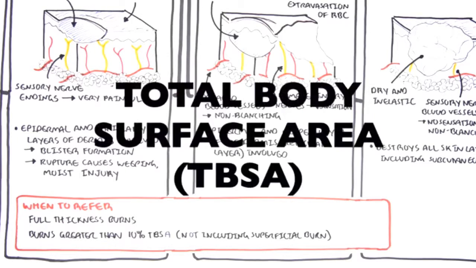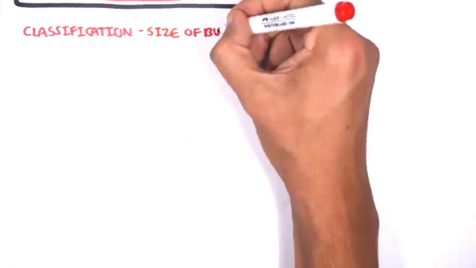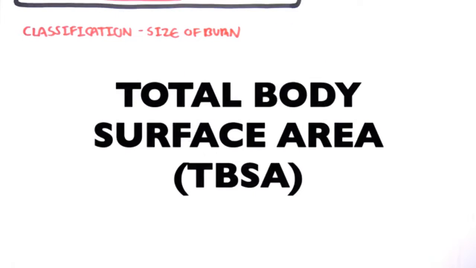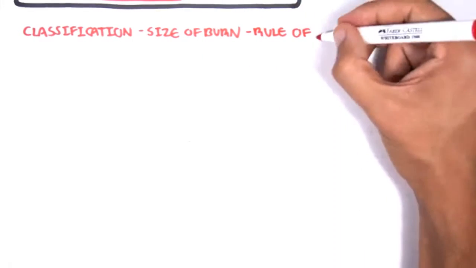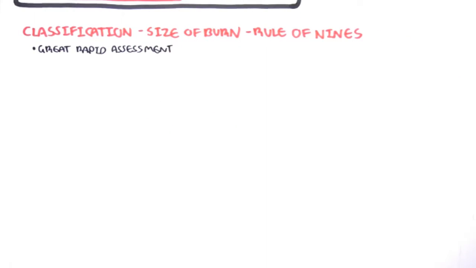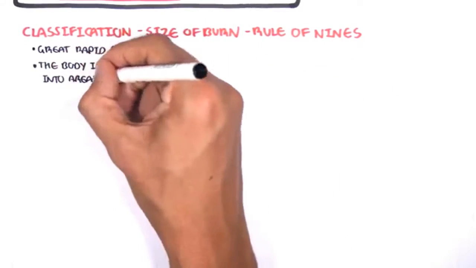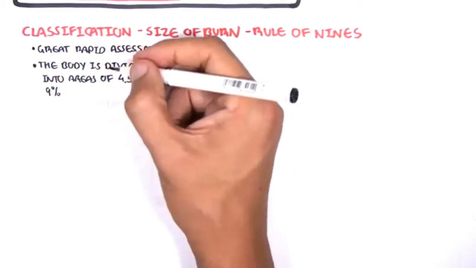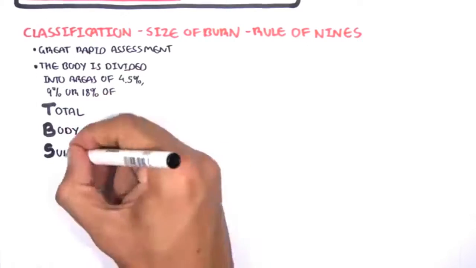So what does this total body surface area mean? When assessing burns, it's also important to calculate how much of the body is burnt, or the size of the burn, which we refer to as the total body surface area. A good way to calculate the total body surface area is to use what is called the rule of nines. It's a great rapid assessment. The rule of nines is where the body is divided into areas of percentage which are divisible by 9, with the exception, for example, you have 4.5%, 9%, or 18%.